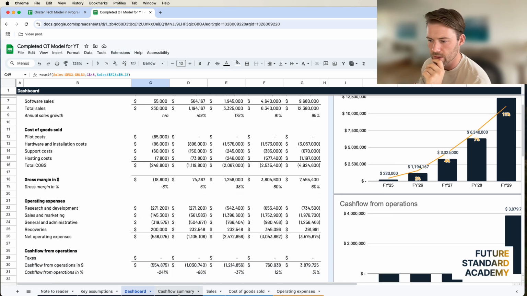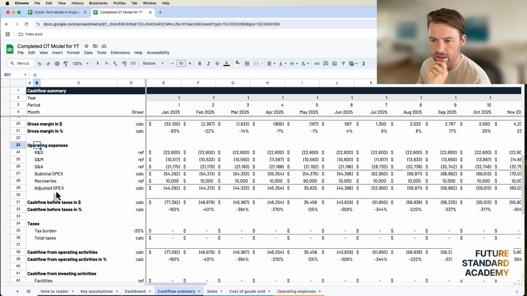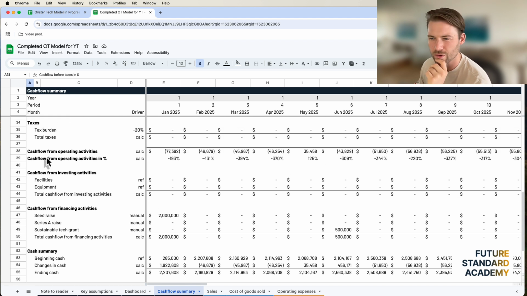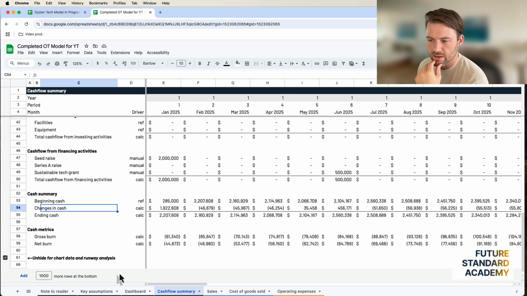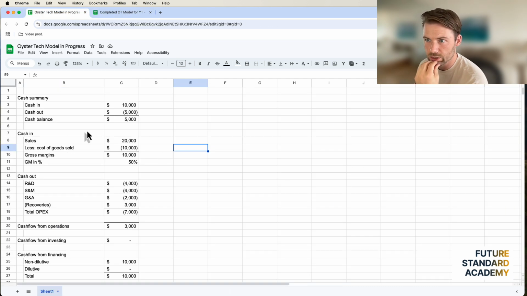It's all the same. This here: sales, cost of sales, gross margin, OPEX, cash flow before taxes. You know, I'm probably going to ignore those for today. And then we've got investing activities, financing, and then cash summary at the end. So I'm just trying to demystify the challenge that I think a lot of people face in getting into a financial model in the first place.